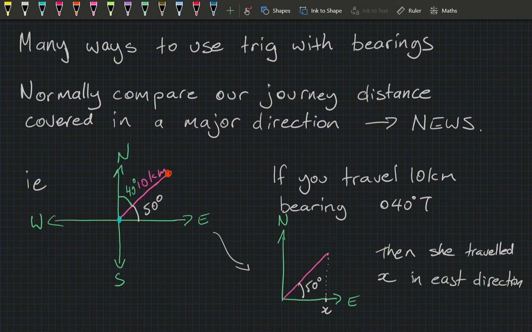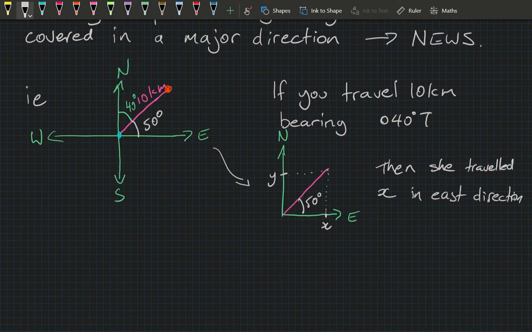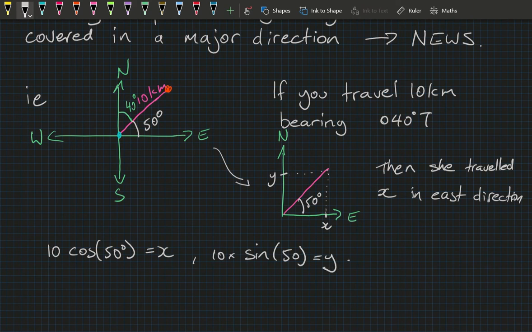Now using this triangle, I could also guess how far she's travelled in the north direction, which I'll call Y, because cos of 50 times 10 is going to equal X, or sine of 50 times 10 is going to equal Y. Hopefully you recognise I've just skipped the step where we write it out as a ratio, and I've just put the hypotenuse on the left hand side of those equations. So this is exactly how you apply trigonometry in bearings.